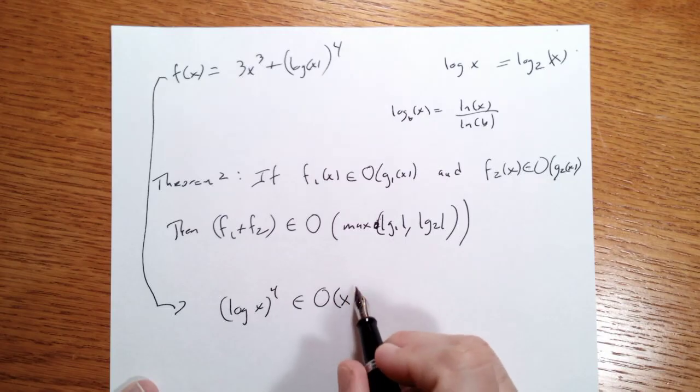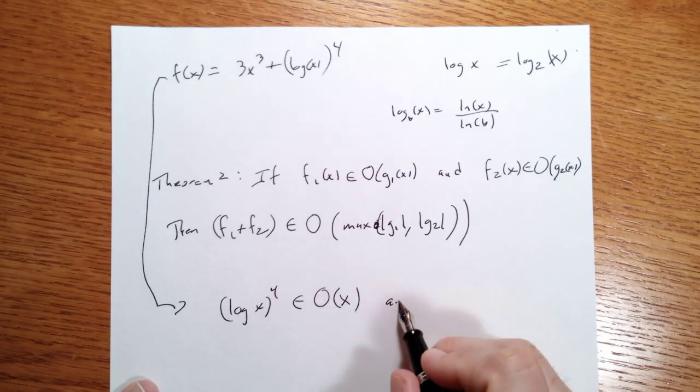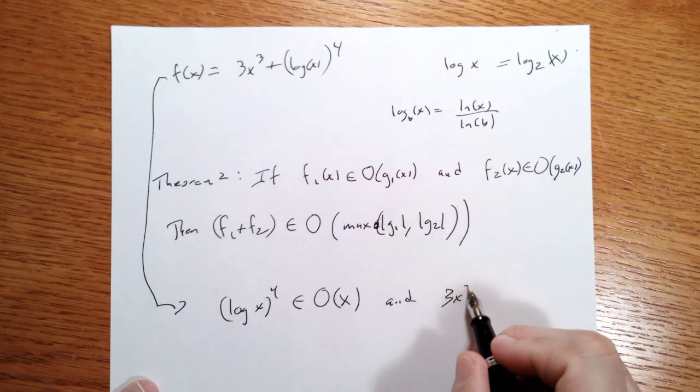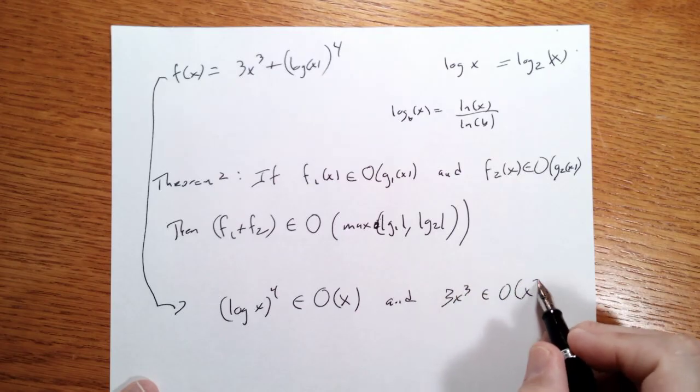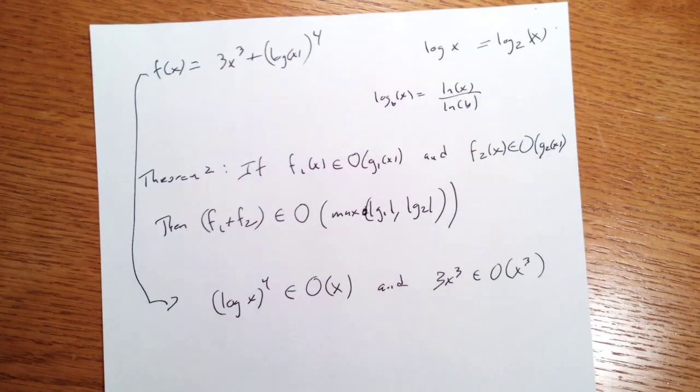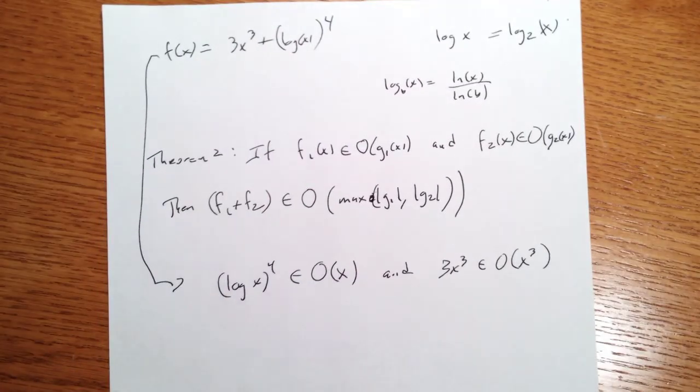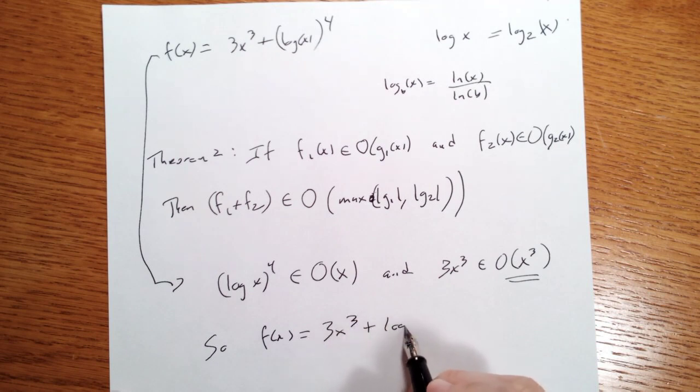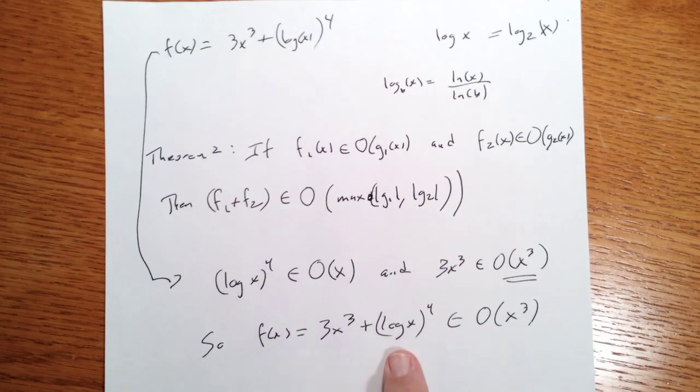Well, I'll use x. And 3x cubed is big O of x cubed. As a matter of fact, it's exactly equal to a multiple of x cubed. And that means this is the larger of the two. So my function, that is the sum, is in big O of x cubed. In other words, adding these pieces wasn't big enough to increase the complexity.